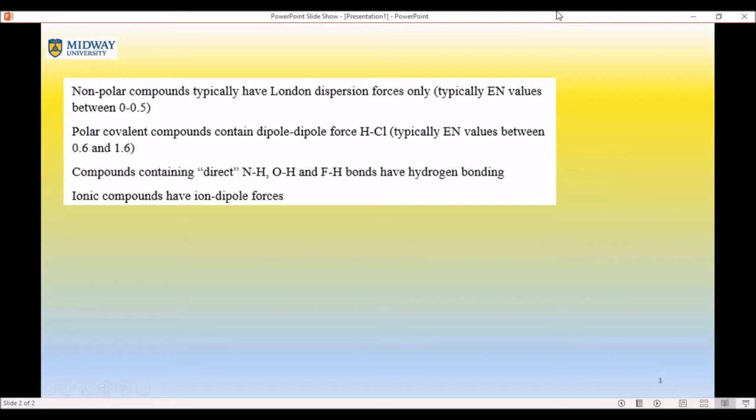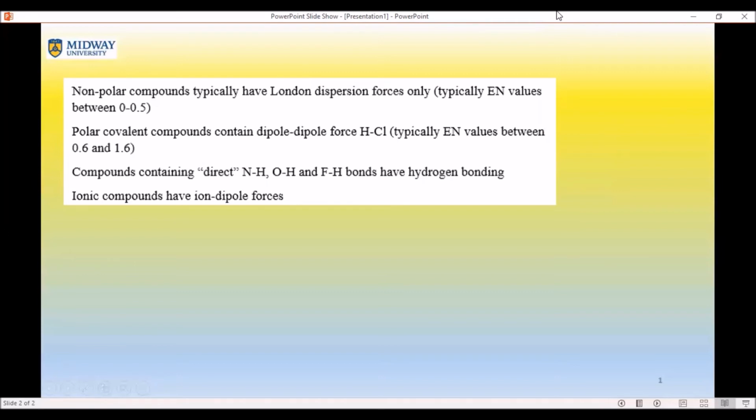And so if you ruled out that your compound is hydrogen bonding or ionic, then how do we determine whether my compound is polar covalent or nonpolar? We've learned it in Chem 170. If a compound is polar covalent, if you take the electronegativity difference between two elements, it should be roughly between 0.6 and 1.6. And if that's the case, that compound is polar covalent. If, say, your electronegativity value is 0 to 0.5, then that compound is typically nonpolar, right?